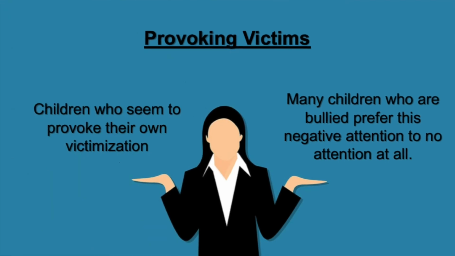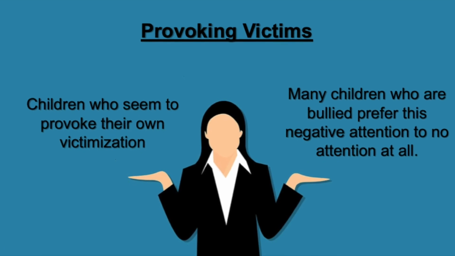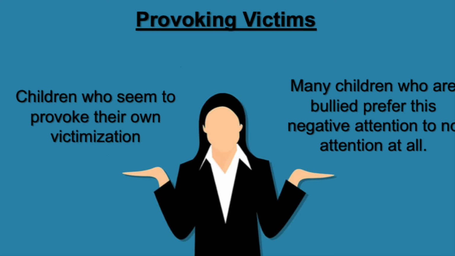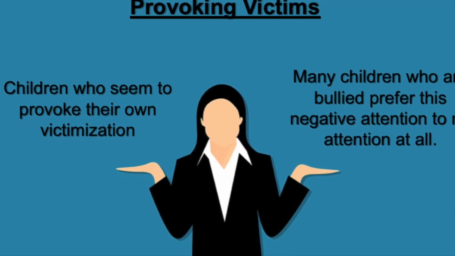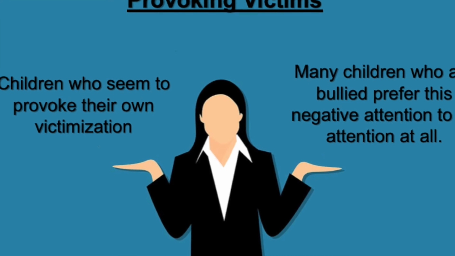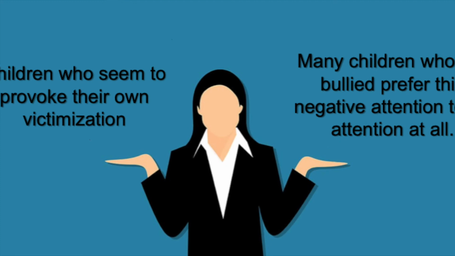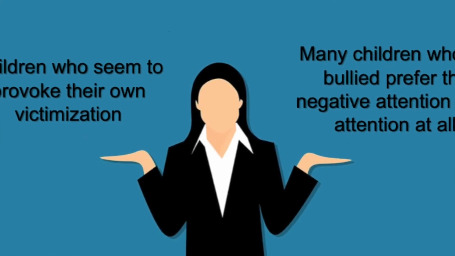Finally, we have provoking victims. These are children who seem to provoke their own victimization. Many children who are bullied prefer this negative attention to no attention at all. These children will tease bullies, making themselves a target by egging the person on, not knowing when to stop, and then not being able to effectively defend him or herself when the balance of power shifts to the bully.